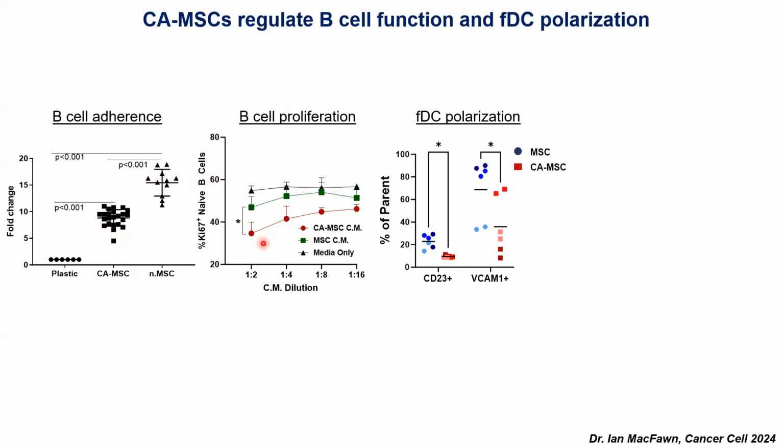The other thing that it blunts is proliferation of the B cell. So we used conditioned media from these and showed that the B cell function is blunted by proliferative capacity, but we've also shown this in a contact dependent manner now, and we're following up on this.